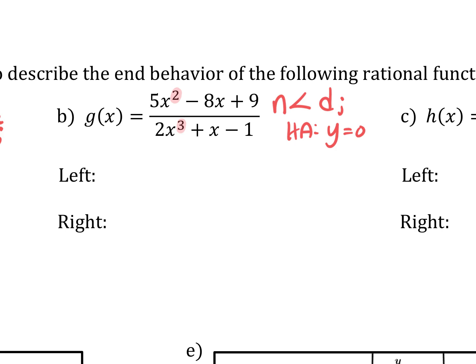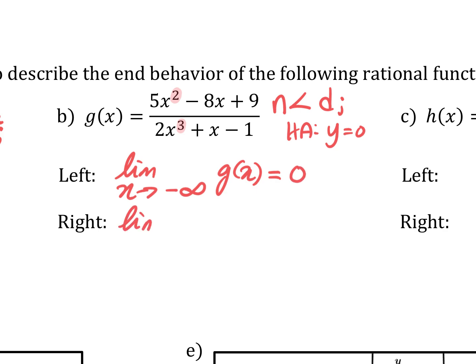Now we're going to write the limit statements. In here it says that the limit as x approaches negative infinity of f of x, oh no, not f of x in here, it's going to be g of x. Okay, g of x is equal to 0. Same with the right side: the limit as x approaches positive infinity of g of x is equal to 0.